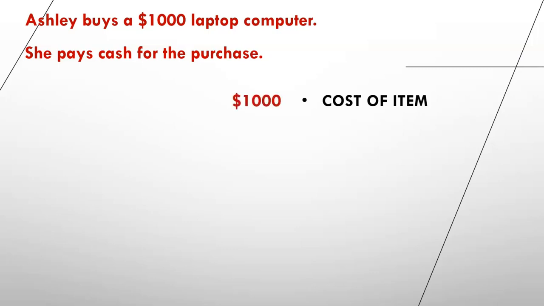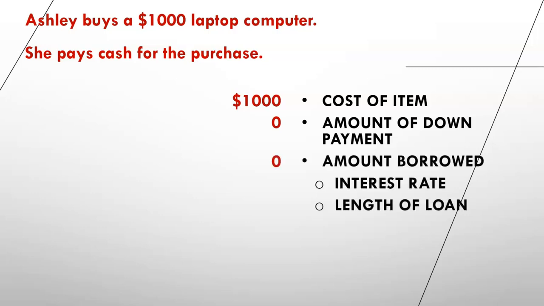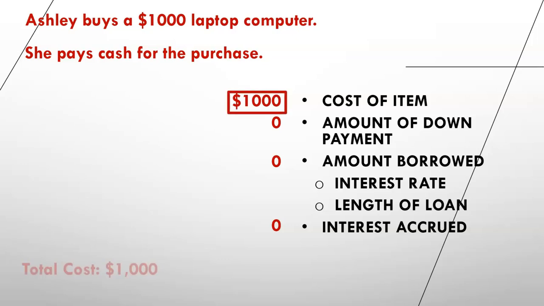Well, the computer cost $1,000. And she didn't make a down payment because she paid the entire $1,000. So she didn't need to borrow any money. And that means she didn't accrue any interest. Since she didn't take out a loan, we can't really say that there's a total installment price for the computer, but we can still think about how much the computer cost, which was just the $1,000 for the item. So Ashley's total cost was $1,000.